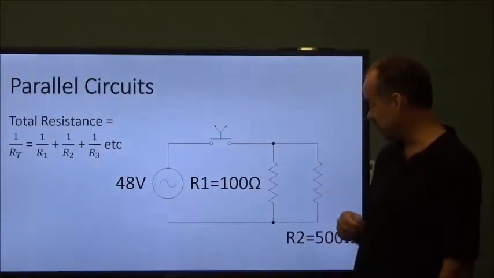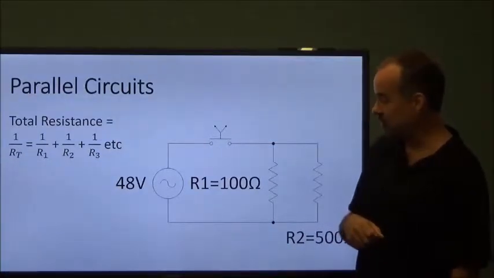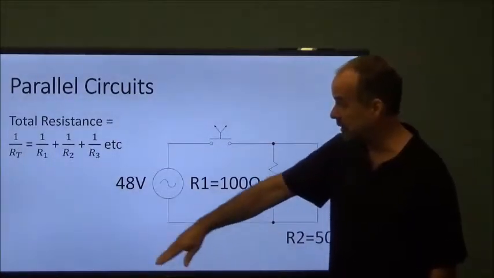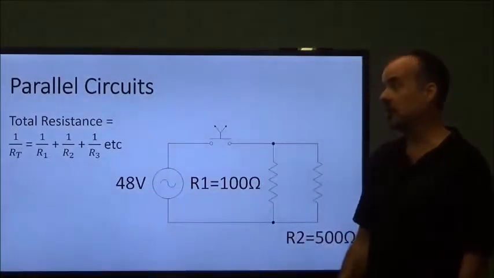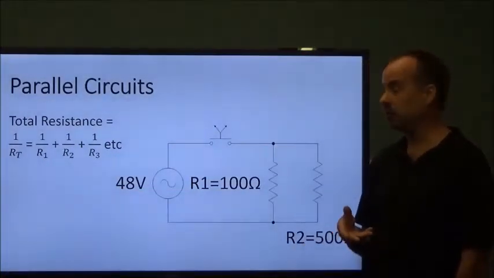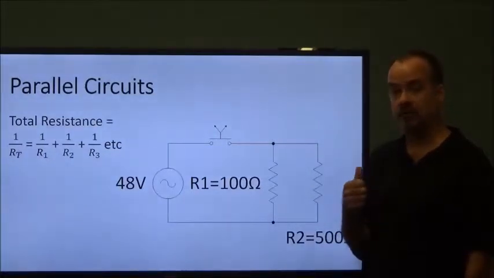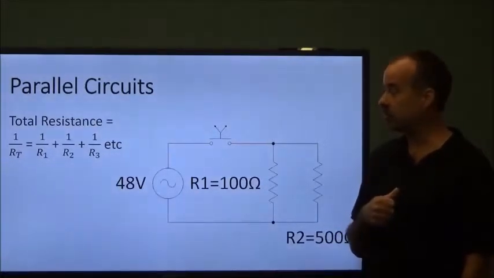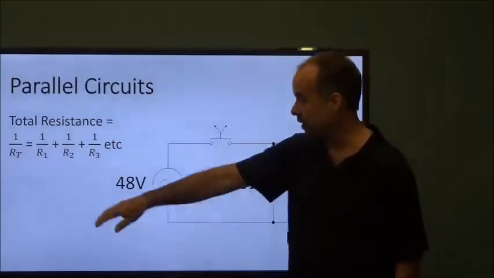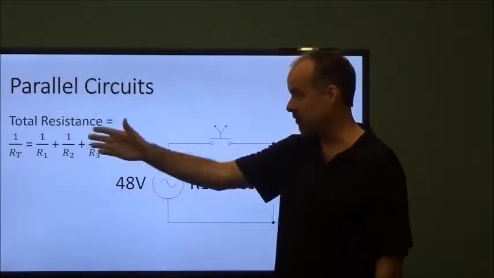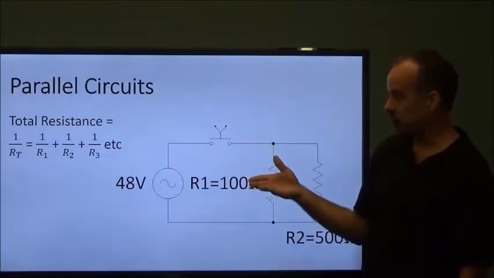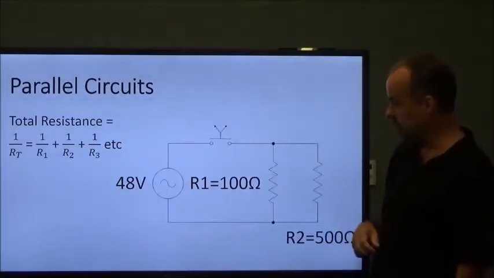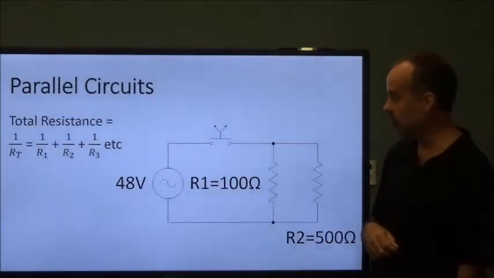Total resistance is a little different matter. We actually have to do a calculation here, and this formula may look familiar to you. It's the same formula that we use to determine total capacitance of a series circuit. This is actually the conductance formula versus a resistance formula, but the formula is used to determine the total resistance of a parallel network.